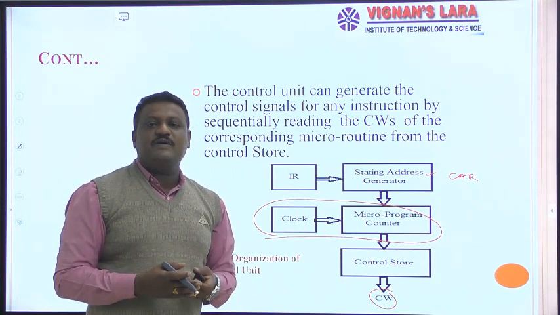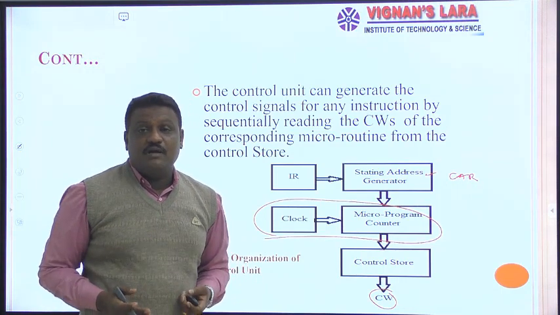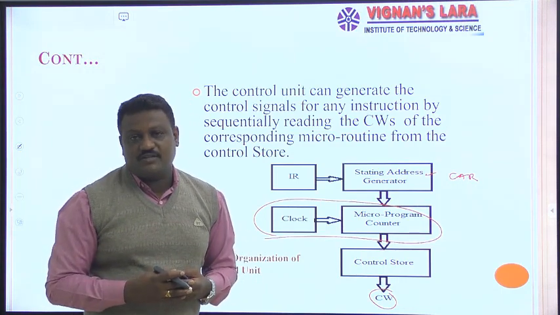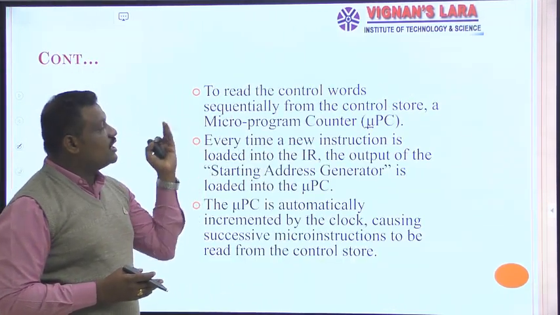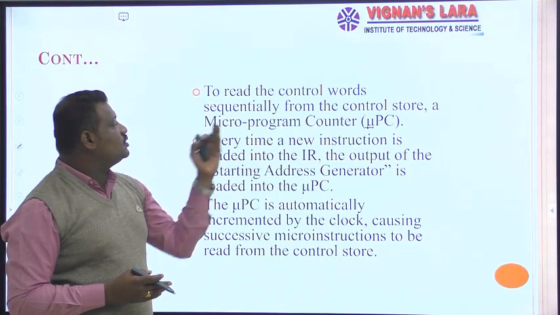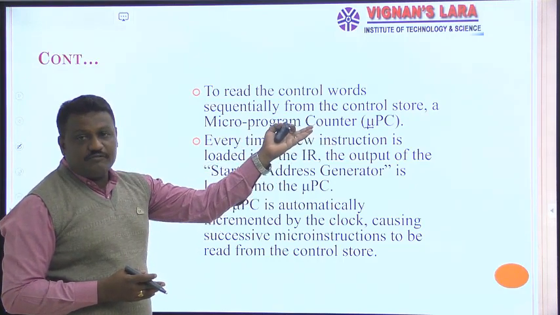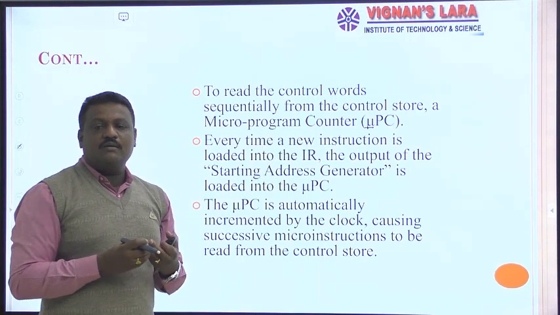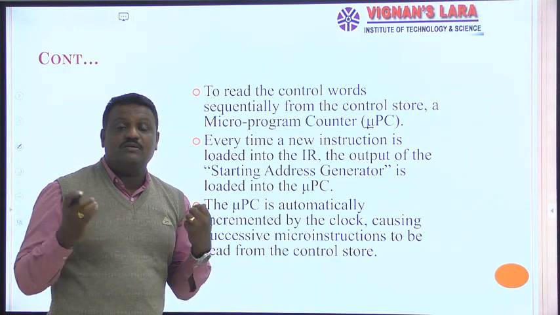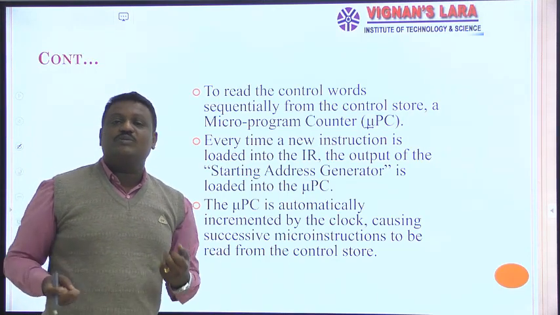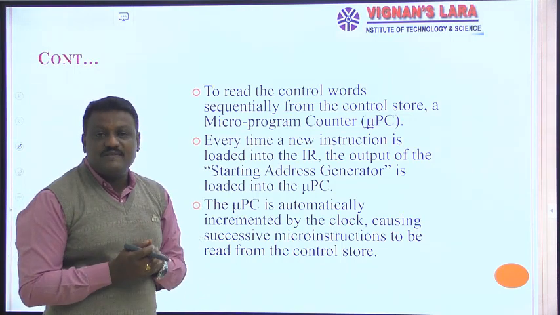With the help of these micro instructions, I would like to generate the control signals which are necessary for me for execution of an instruction. Right, that's the meaning of this. Next, to read control words sequentially from the control store, a microprogram counter, MUPC, is needed, to read the control words or micro instructions from my control store or control memory in a sequential order.